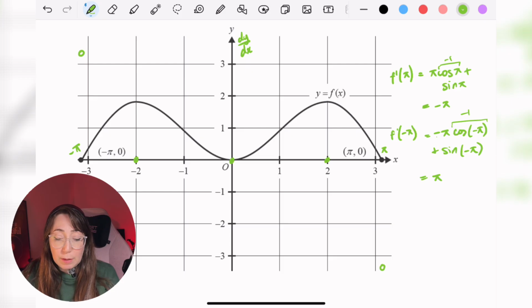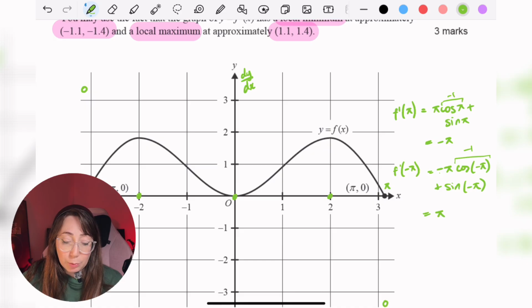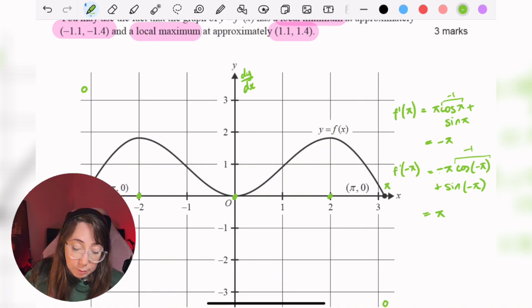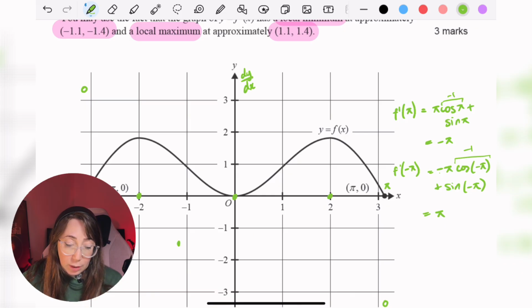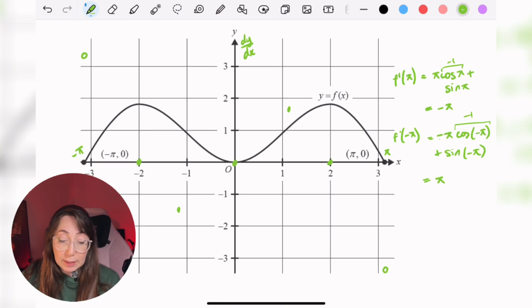All right, we're almost there with our points. We're just going to go ahead and put in the local minimum and maximum that they've provided us with. So the local minimum is at (-1.1, -1.4). So that should be something around here. And then (1.1, 1.4), somewhere around there. And now what we're going to do, to the best of our ability, is go ahead and connect the dots.